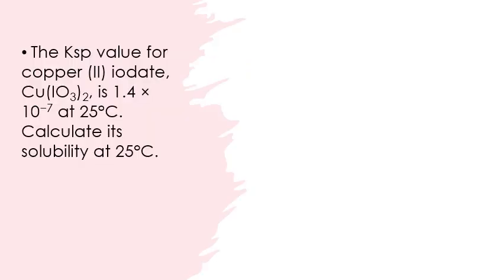So now let us try one more question. The Ksp value for copper(II) iodate is 1.4 times 10 to the power negative 7. So the Ksp value is given, and they are asking us to calculate its solubility. That means we have to calculate x, and they have given Ksp. Alright, so either you can use the RICE method or you can use direct substitution.